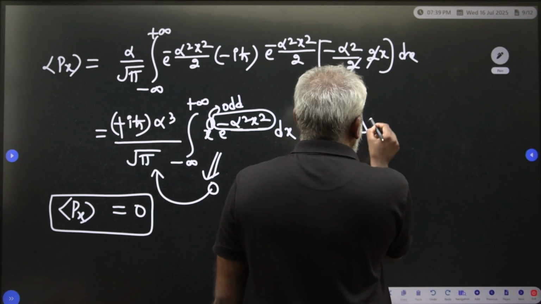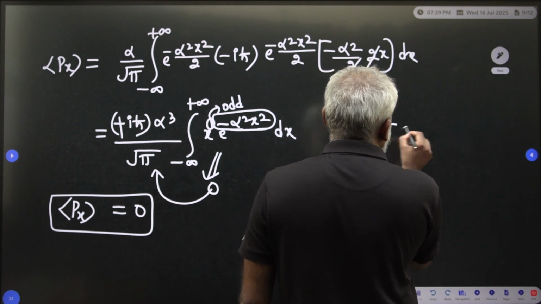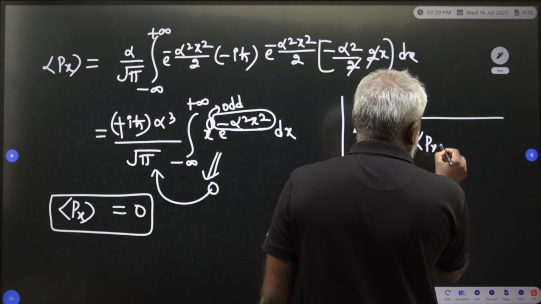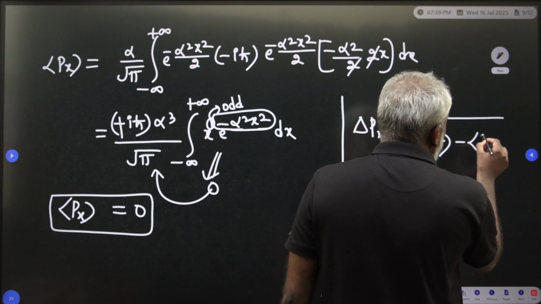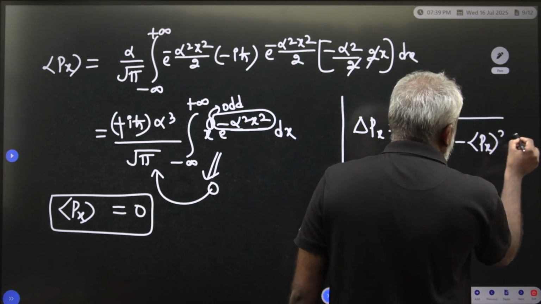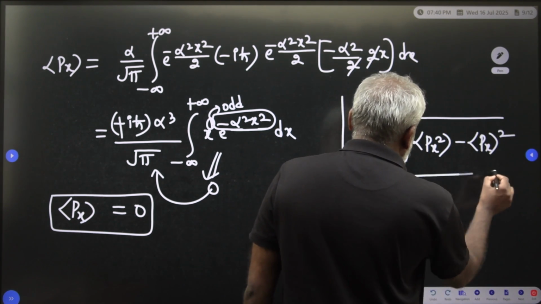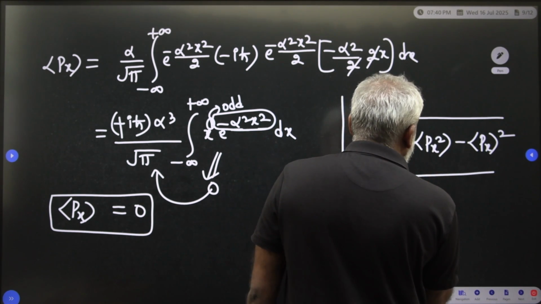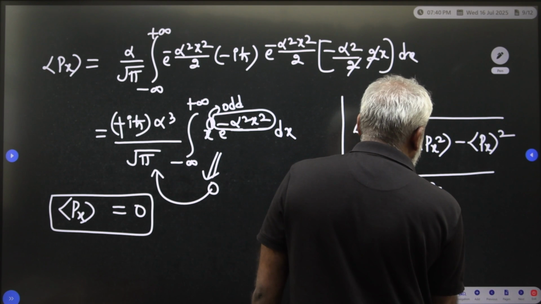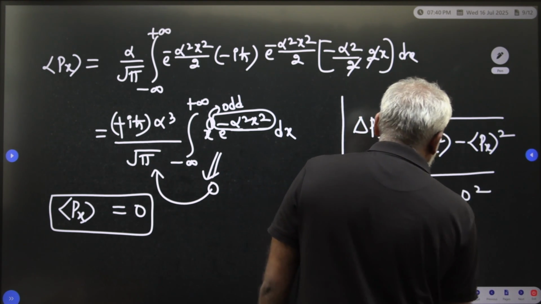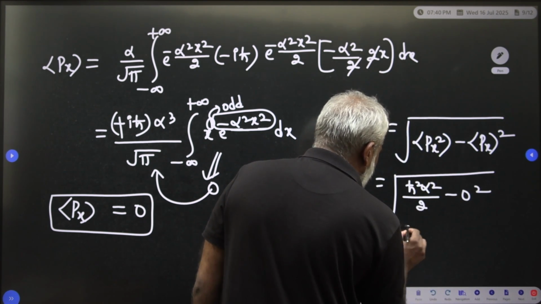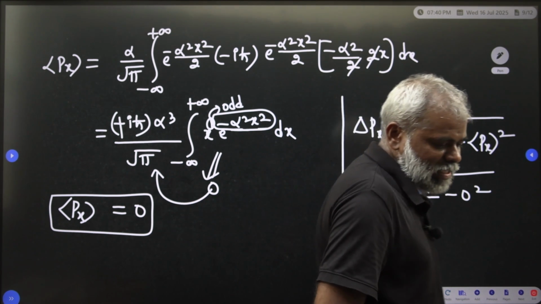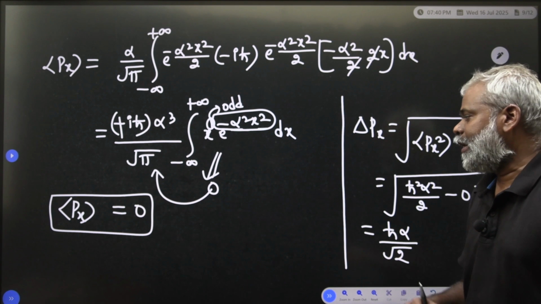So, therefore, the uncertainty in the momentum is equal to the square root of the expectation value of px square minus the expectation value of px whole square. Therefore, the expectation value of px square is equal to h cut square alpha square divided by 2, minus 0 square. So, h cut alpha divided by root 2 is the value you are going to get.